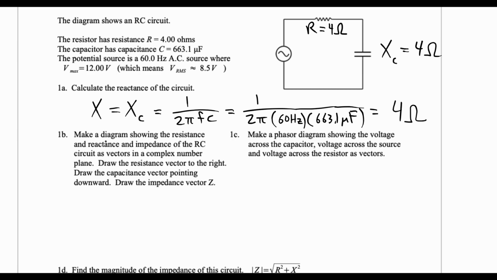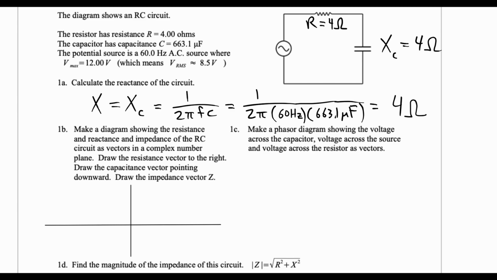Now, it wants a diagram showing resistance, reactance, and impedance for this RC circuit. So we can draw them as vectors in a complex number plane. And the way that looks is the horizontal is going to be the real component of the resistance. And then there's going to be a vertical component, which is the imaginary reactance contribution to the circuit's impedance.